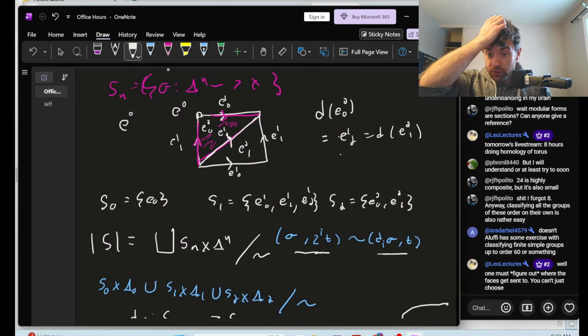Yeah, Aluffi does have an exercise classifying finite simple groups of up to order 60. I believe so, yeah.